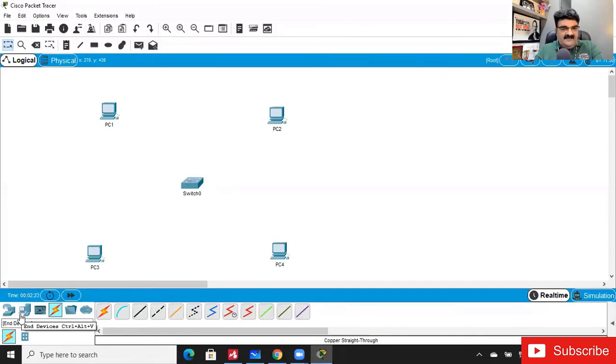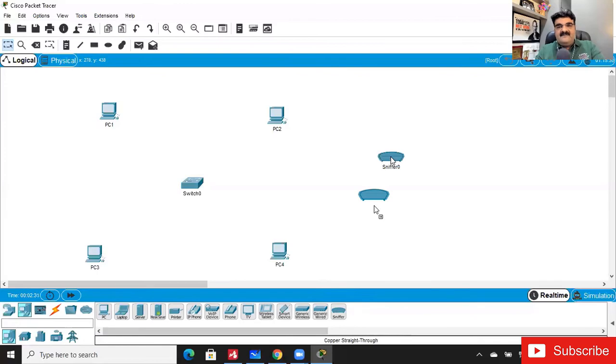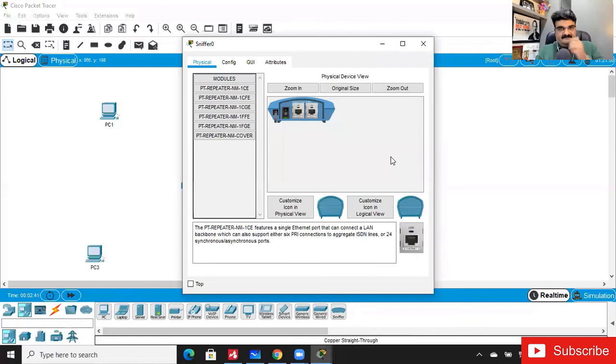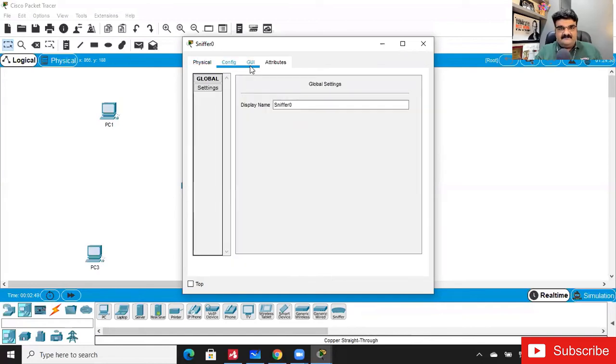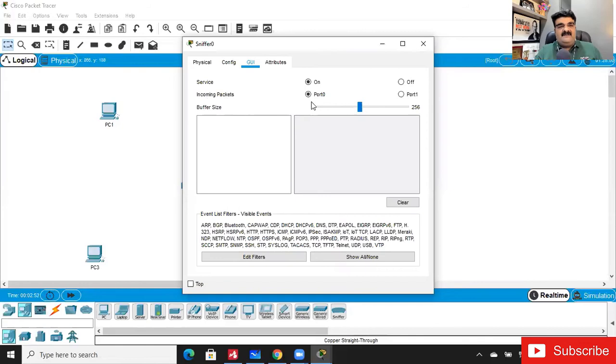See here, if you go to these end devices, you will get the sniffer tool over here. This sniffer tool is used to capture the packets. If you click over here, it has 2 ports, and one is incoming. We want to capture the packets which are coming from PC1. I want to capture all the packets which are coming from PC1.